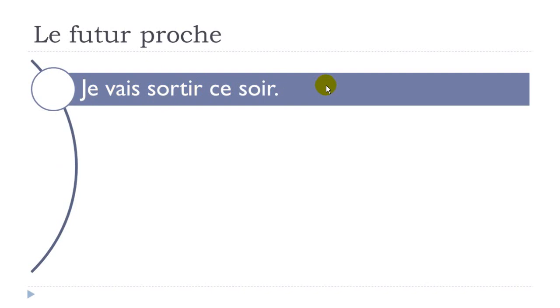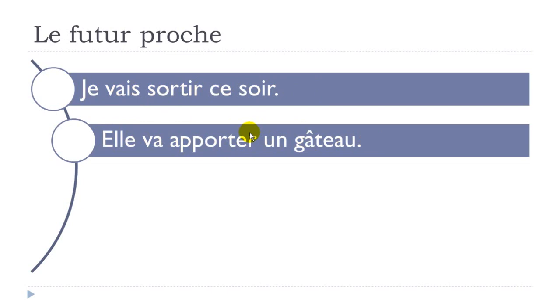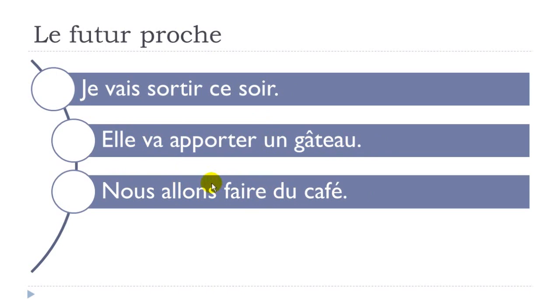Then, elle va apporter un gâteau. Apporter is to bring, un gâteau, a cake. Elle va apporter un gâteau, okay? And after that, nous allons faire du café. Faire is to do, or in that case, it could be to prepare. Du café, some coffee. Nous allons faire du café.